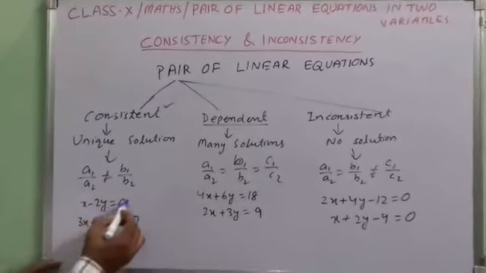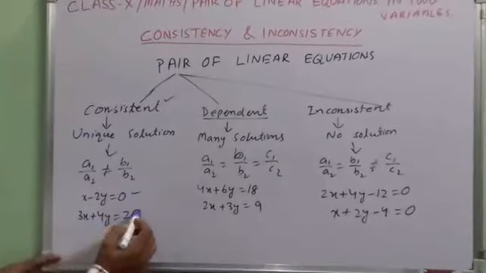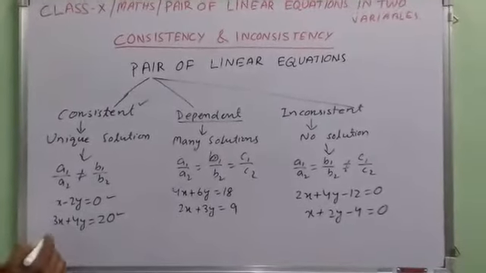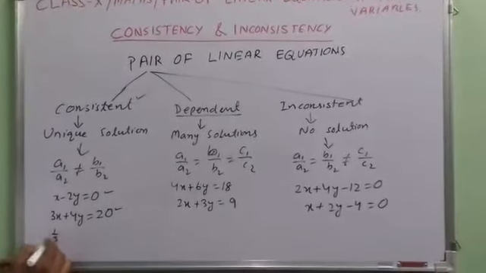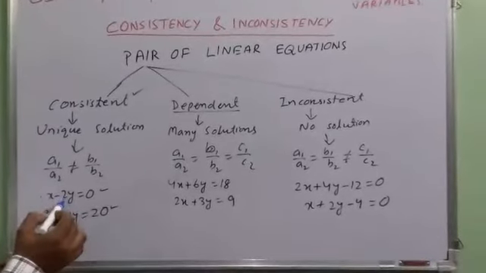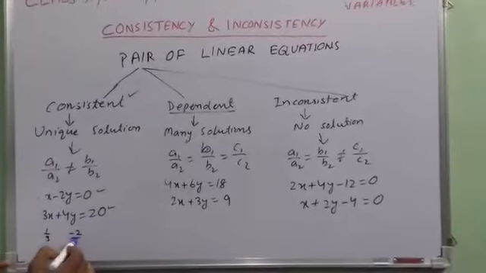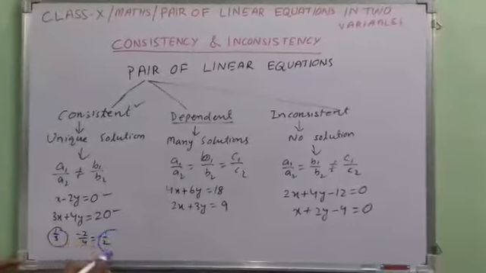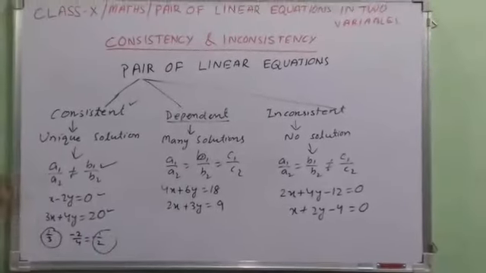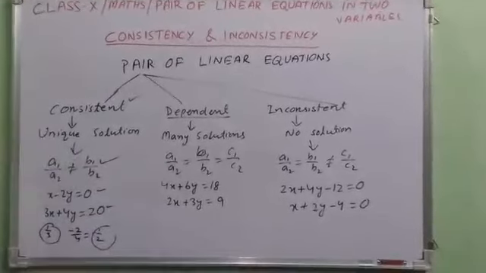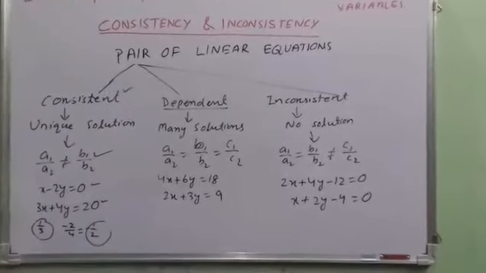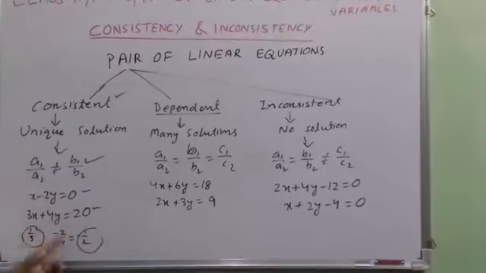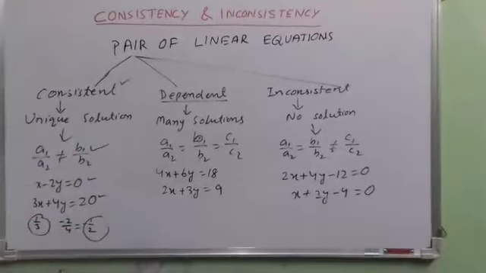x minus 2y equal to 0, 3x plus 4y equal to 20. Here you can see a1 by a2 is 1 by 3, and b1 by b2 is minus 2 by 4, that is minus 1 by 2, and they are not equal. So a1 by a2 is not equal to b1 by b2. Then we can say that equations are consistent, and in these equations we shall get unique solution.